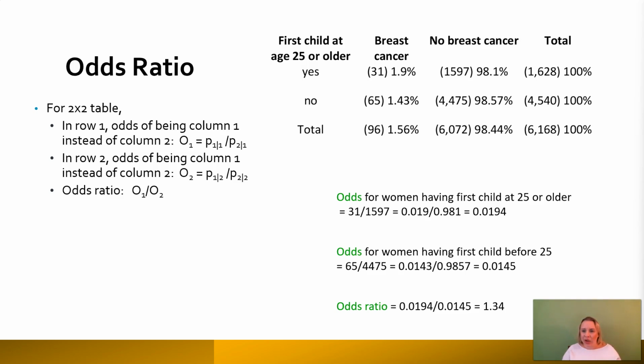So then when you take the ratio of the odds for each of these, you end up with a value of 1.34. So what does that mean? That means the odds for women having their first child at 25 or older having breast cancer is 34% more than the odds for women having their first child before 25 having breast cancer. So basically, the conclusion that you can make here is that you're more likely to have an incidence of breast cancer if you had your first child after 25 as opposed to before 25, by about a 34% difference.